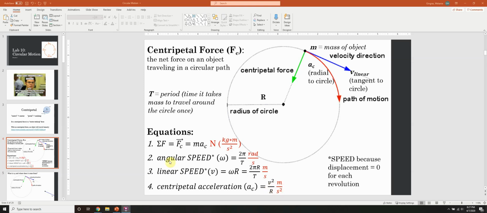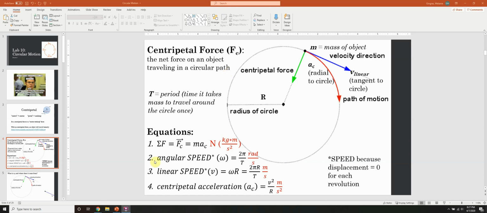All right, so without further ado, centripetal force, just like we know from Newton's second law, is equal to our mass times our acceleration, specifically the centripetal acceleration this time. And remember that centripetal force is the net force on an object traveling in a circular path, right? So this is the force that is making sure that this object keeps traveling in a circular path. Without it, it would not travel in a circle. It would travel in a straight line.